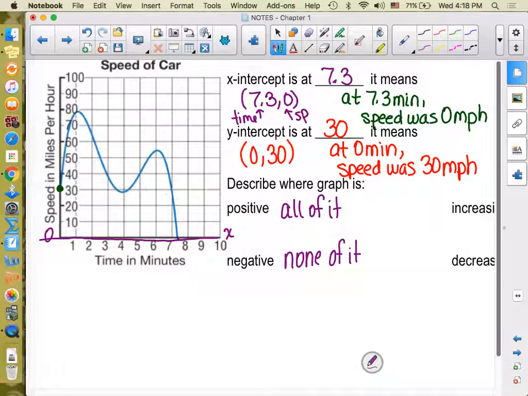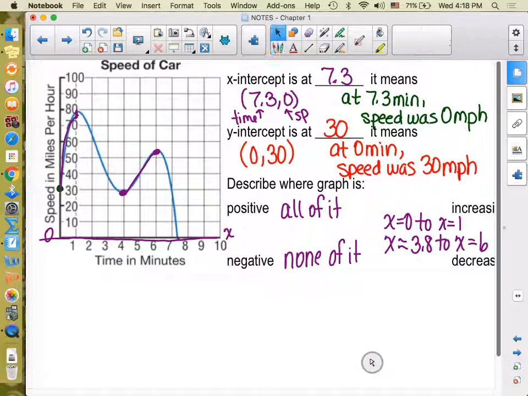So as you check, it's increasing or heading uphill till about x is 1. So this part of the graph. Then it starts going downhill. Once x is around 4, probably about 3.8, it starts heading back up until x is about 6. So where is it increasing? From x is 0 to x is about 1, and from x is around 3.8, an estimate there, to x is 6. Where is it decreasing then?